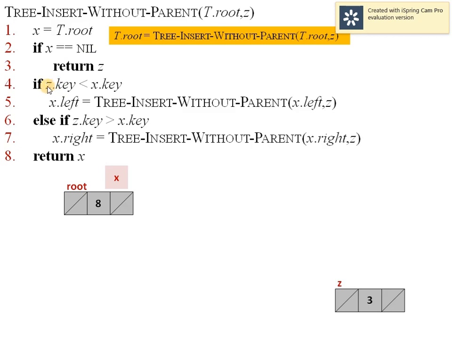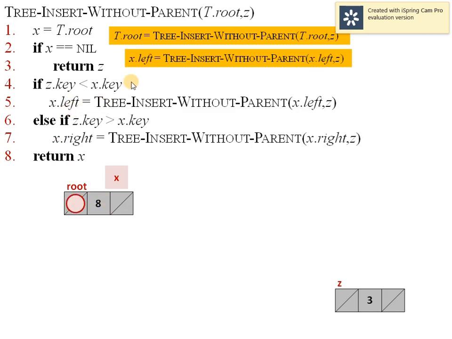Then we have to compare the value of z and x. Since 3 is less than 8, this will give us true. So the next function call will be x dot left equals function x dot left comma z. So whatever this function is going to return, with the help of that we are going to update the x dot left pointer, which is nothing but the left pointer of 8. So once the function call finishes, the return value will be used to update the left pointer of x.